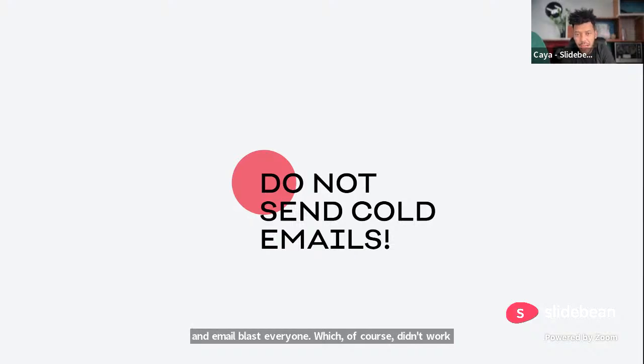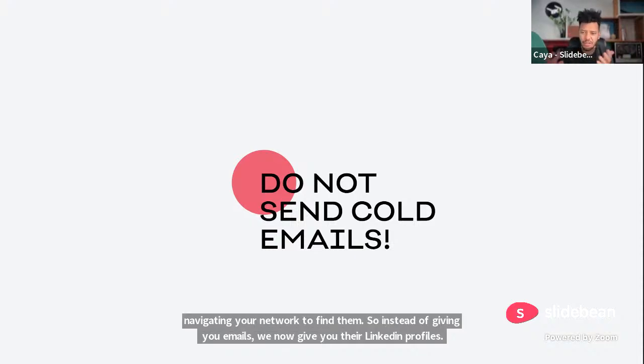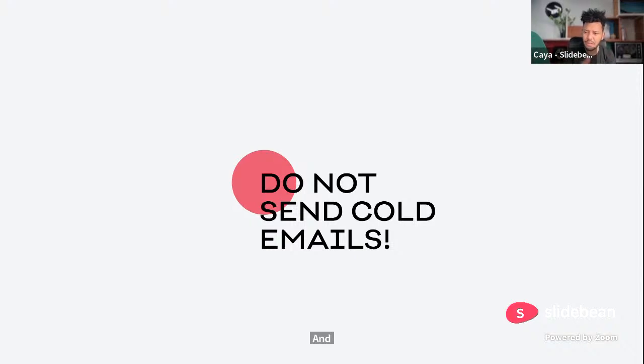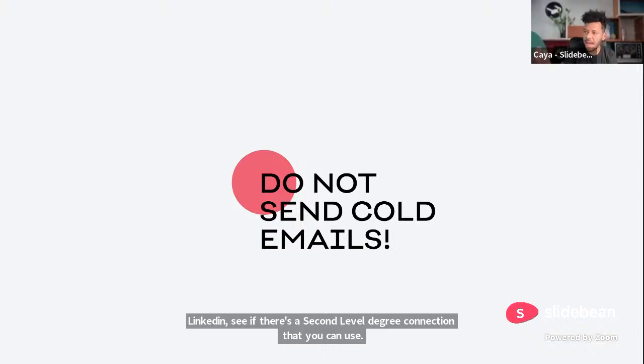So the way this actually works is by you navigating your network to find them. Instead of giving you emails, we now give you their LinkedIn profiles. Essentially what you're supposed to do is go to LinkedIn, see if there's a second degree connection that you can use to bridge that connection and ask for an intro.